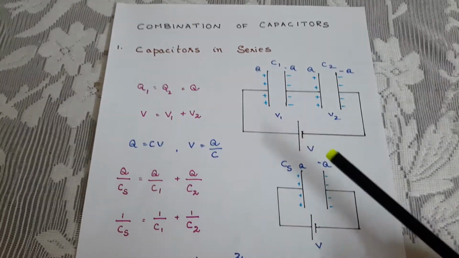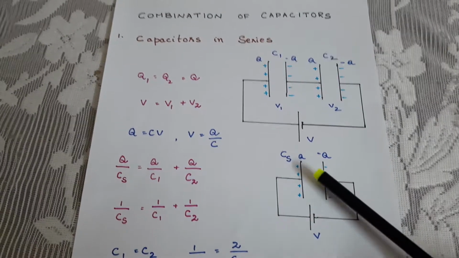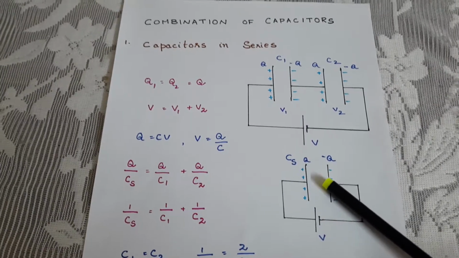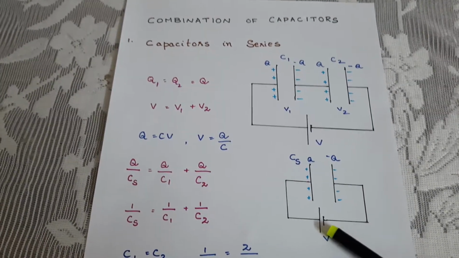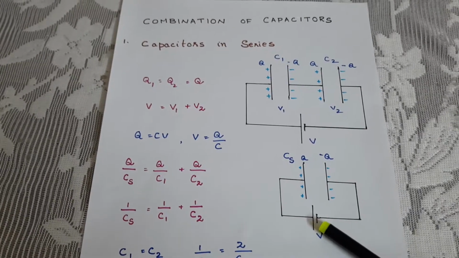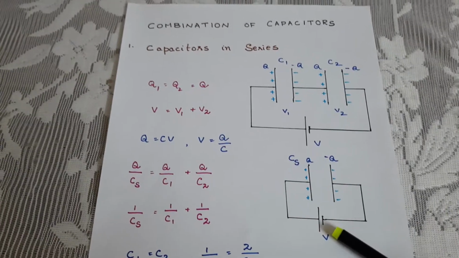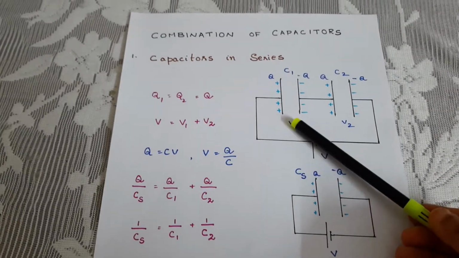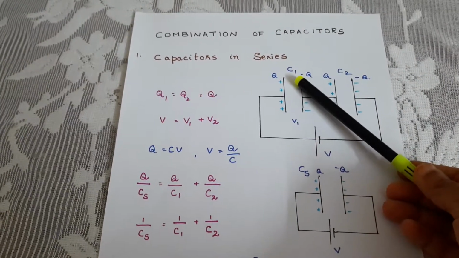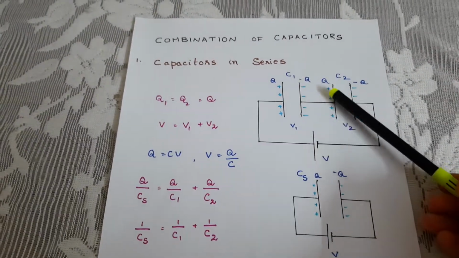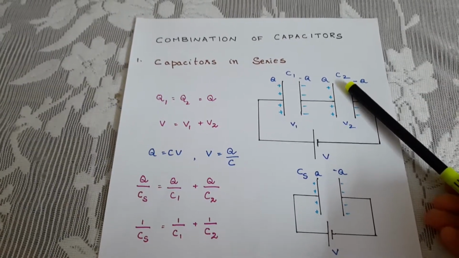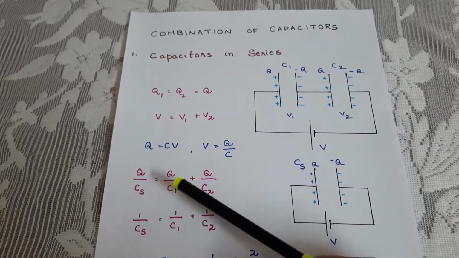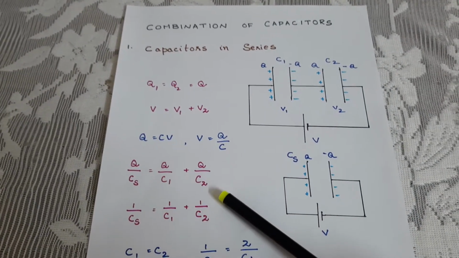Suppose the combination is replaced by an equivalent capacitor Cs. The charge on the capacitor will be Q for the same potential V. So, we can write V is equal to Q by Cs. And V1 is equal to Q by C1, and V2 is equal to Q by C2. So let us substitute in this equation. Q by Cs is equal to Q by C1 plus Q by C2.